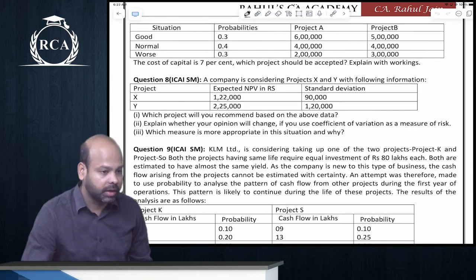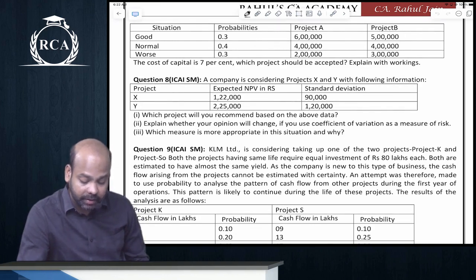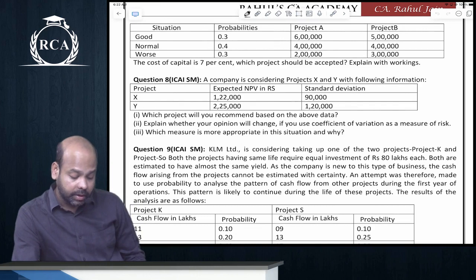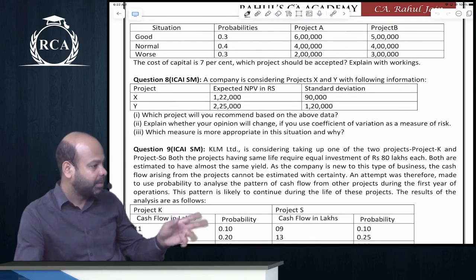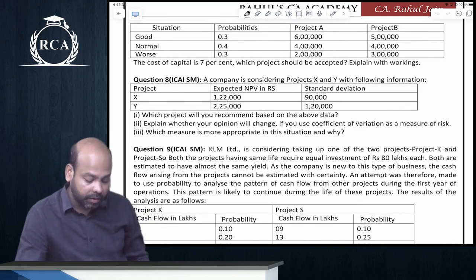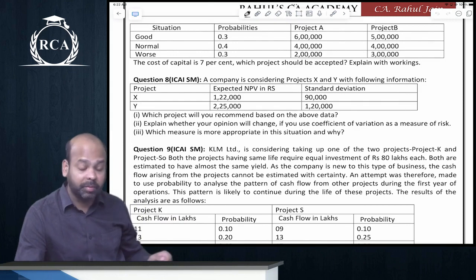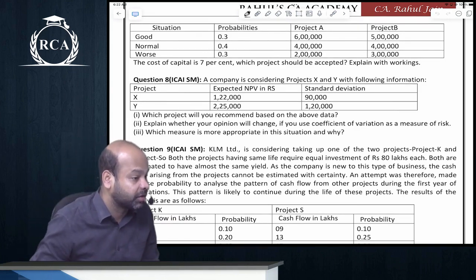Are we clear? So in the first bit, you can directly compare the risk element as such. You can write both the decisions, NPV as well as risk. Based on NPV, which project will be selected? Y. But if you want to take a lower risk, then project X. This is based on NPV and standard deviation standalone.